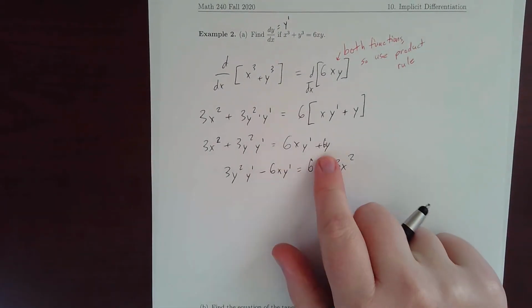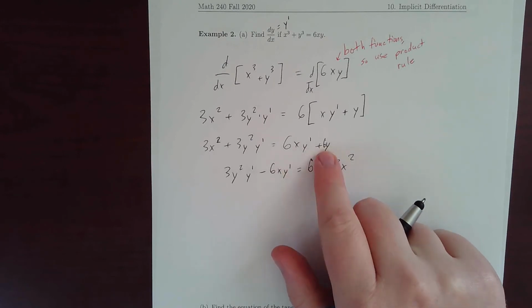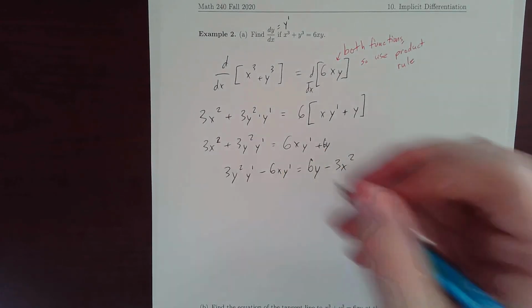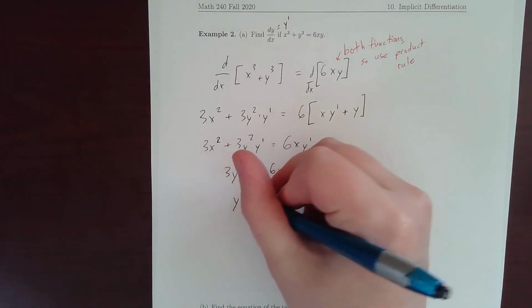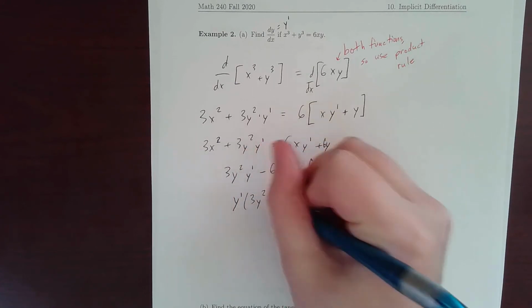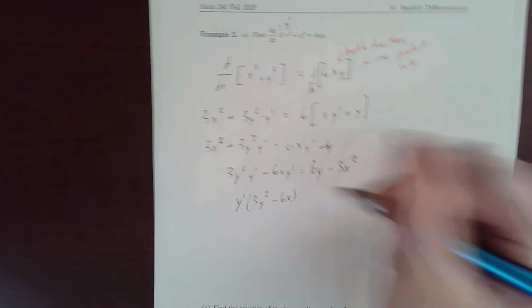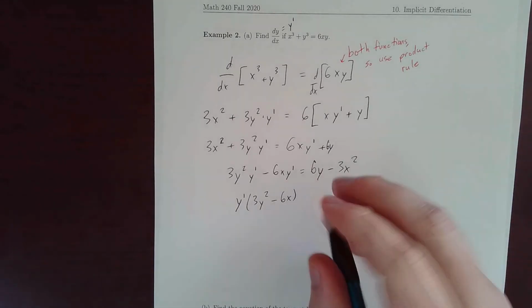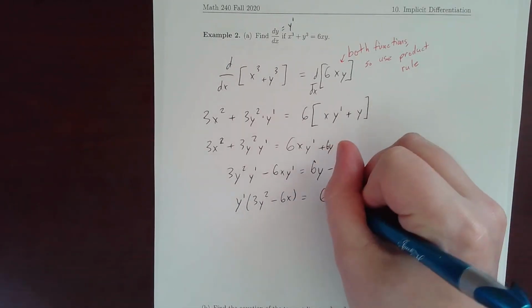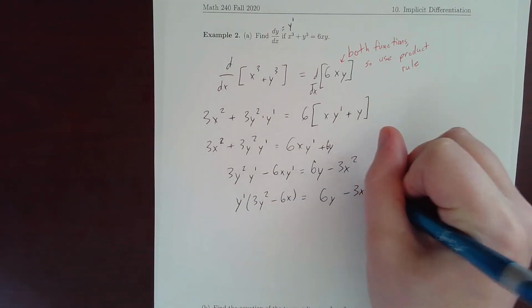Alright, so again, don't make the same mistake I did. Make sure you distribute the 6. And then from here we'll factor out a y prime. So y prime times 3y squared minus 6x will be over here. And on the right we'll still have 6y minus 3x squared.